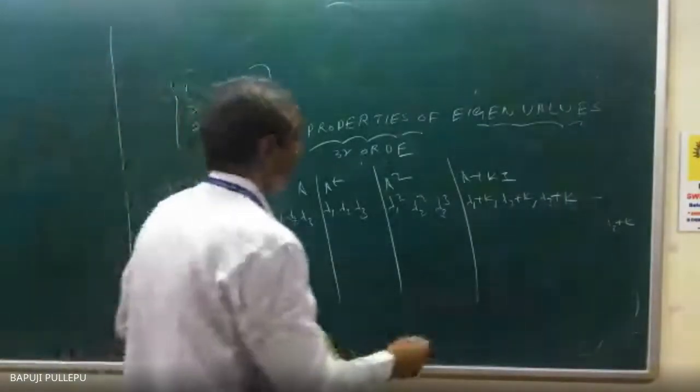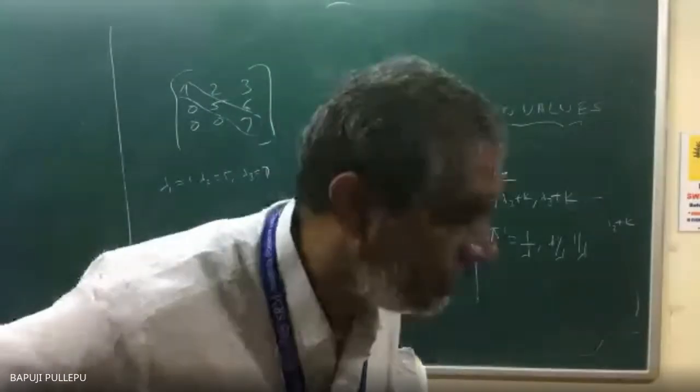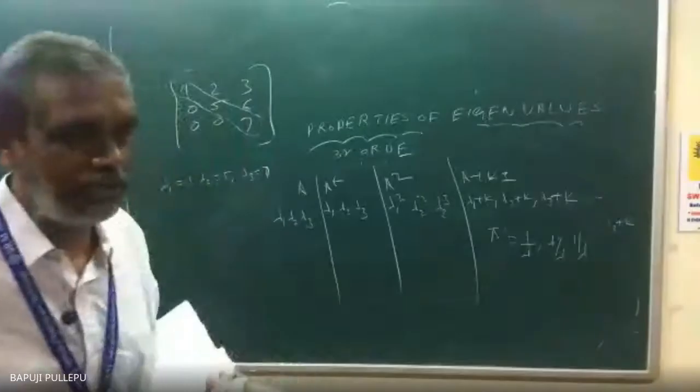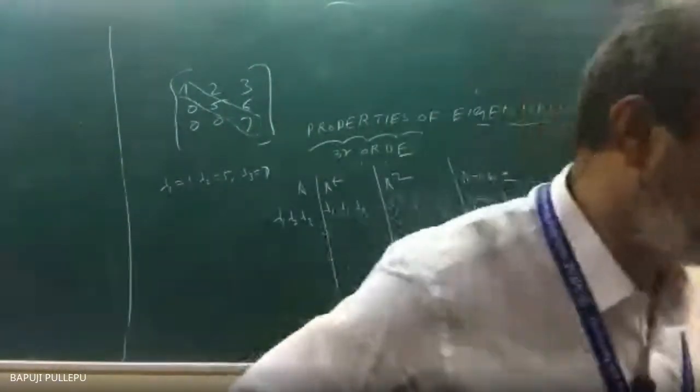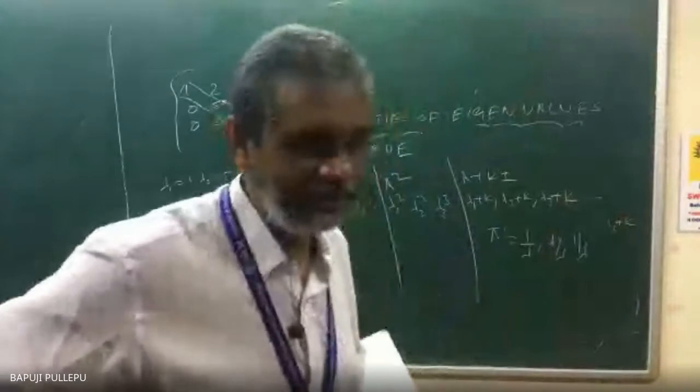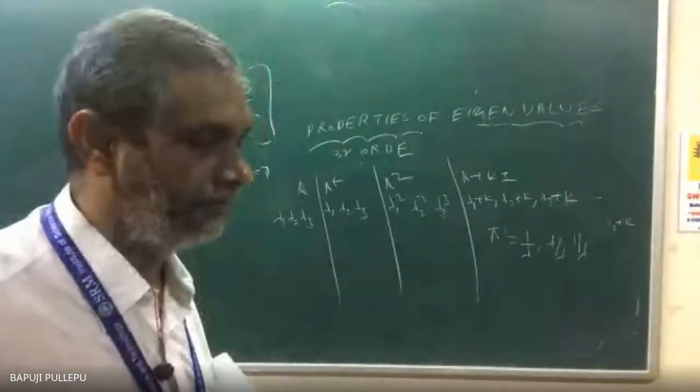Now I understood. So A into A inverse will become 1, 1, 1: lambda 1 into 1 by lambda 1, lambda 2 into 1 by lambda 2. Correct, very good, absolutely correct. Your theory is good and logically correct, what you understand is correct.